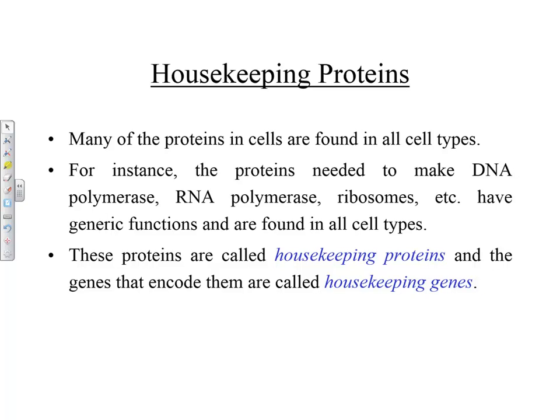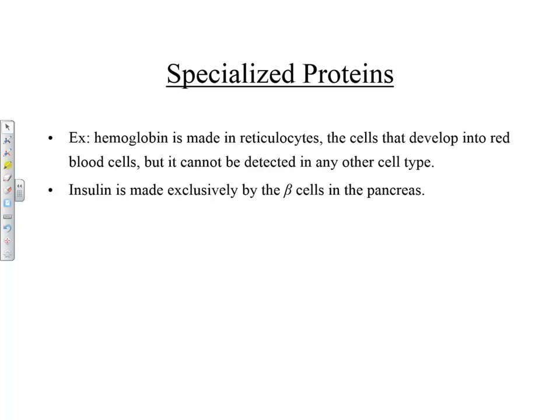At the same time, different cells will need different specialized proteins. For example, hemoglobin in the blood is made only in reticulocytes. These are the cells which develop into red blood cells, because those are the only cells in the body that need to produce hemoglobin. Hemoglobin has no function in your liver cells, in your skin cells and so on. Only the red blood cells have to make it. So the gene corresponding to hemoglobin should be turned on, or should be producing messenger RNA, only in the red blood cells. Similarly, the beta cells in the pancreas are the only cells in the body that need to produce insulin. So the gene corresponding to insulin should be turned on only in those.